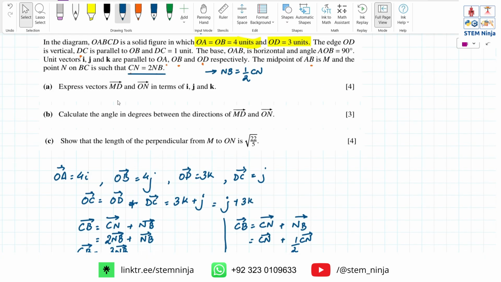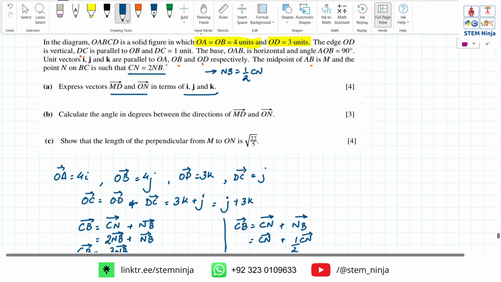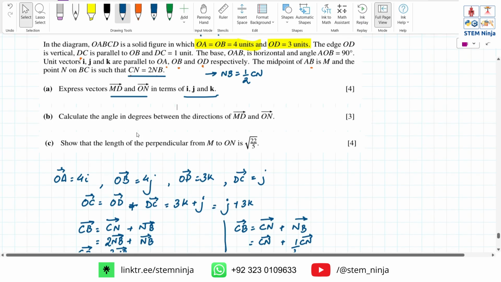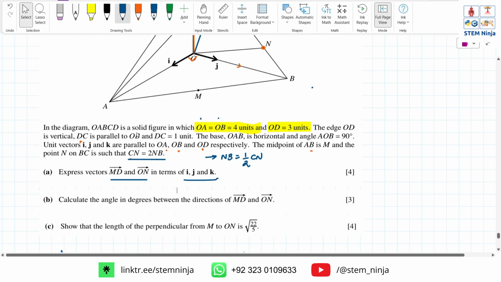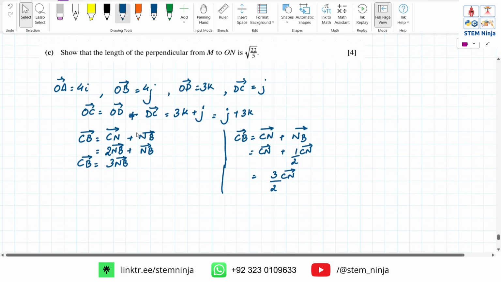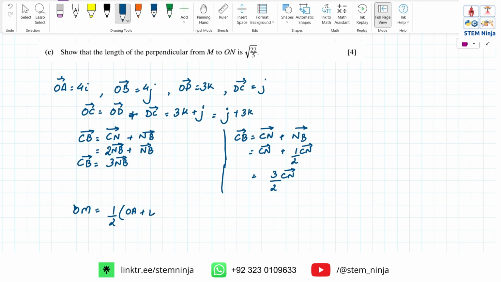All right. So the question A part was express the vectors MD and ON in terms of I, J, and K. All right. We know that M is the midpoint of AB. So first off, OM is half of OA plus OB.